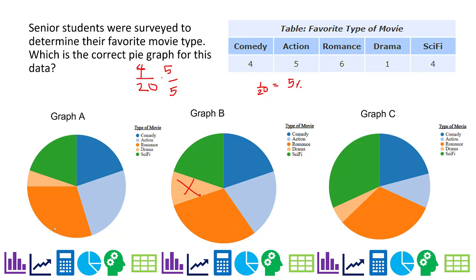All right. Now here, this one looks like it's a third. Oh, the greens are different between graph A and graph C. So what's green? Green is sci-fi, and sci-fi is also 4 out of 20. And we said that was about 20%, so it should be roughly the same size as the blue. So we can see that it doesn't work over here. This is not good. All right, so graph A is the correct answer.